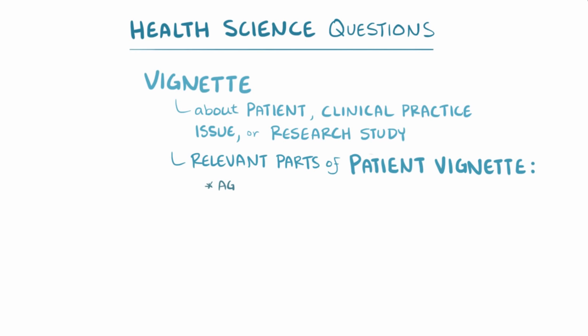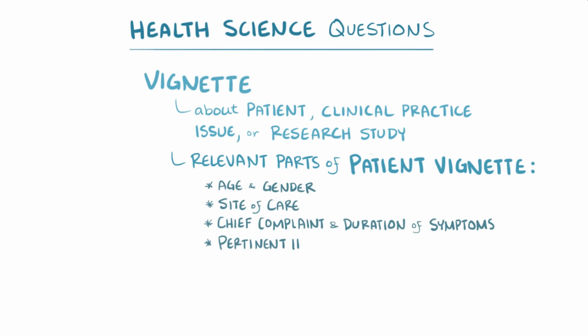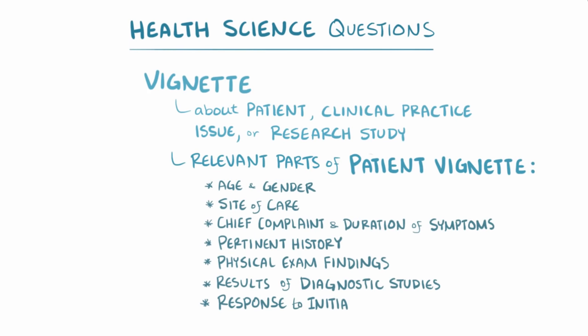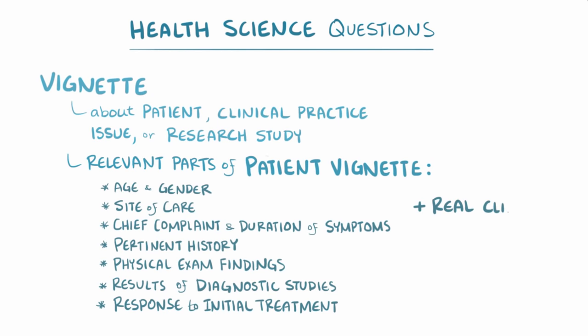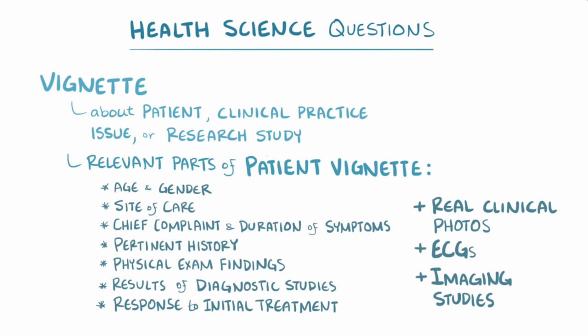order: patient age and gender, site of care, chief complaint and duration of symptoms, pertinent history like an HPI, personal and family history, and medications, as well as physical exam findings, and in some cases, results of diagnostic studies in response to initial treatment. It's also always a good idea to use real clinical photos, ECGs, and imaging studies, because that makes the questions more realistic and challenges students to interpret information.